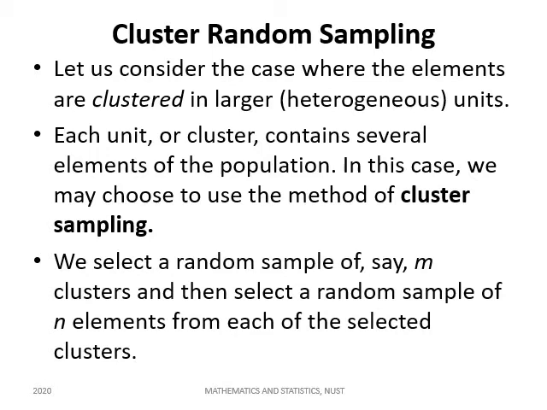So in stratified, we have groups, yes, but within the groups they are homogeneous. But in cluster, we also have groups, but within the groups they are heterogeneous. That means you may find different types of elements within the group. They're not all the same or likely to give the same answer.